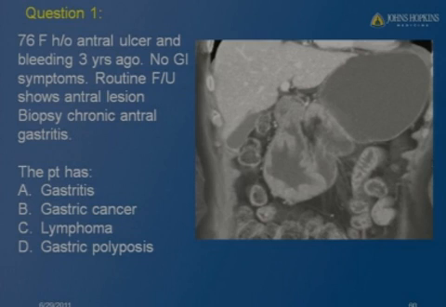Let's come to our first case. Question 1. This is a 76-year-old female who had an antral ulcer and bleeding about 3 years ago. There were no GI symptoms, and a routine follow-up study demonstrates an antral lesion, and the biopsy of this lesion was chronic antral gastritis. The patient has A, gastritis, B, gastric cancer, C, lymphoma, D, gastric polyposis. So we'll start with 15-20 seconds of polling.